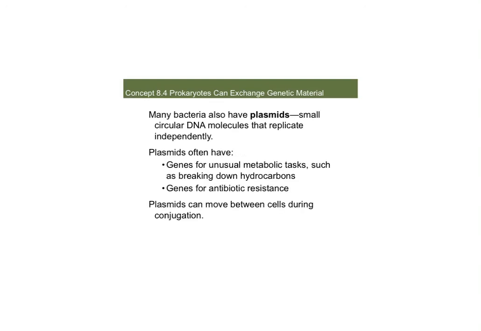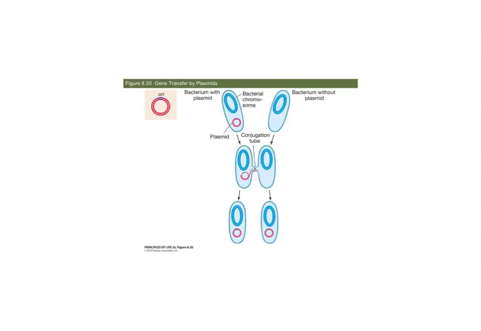A lot of bacteria also have things called plasmids. These are small circular DNA molecules that replicate independently from their main genome. Okay, these plasmids often have genes for unusual metabolic tasks, such as breaking down hydrocarbons, or genes for antibiotic resistance. These plasmids can move between cells during conjugation. Here's a little example of how this can occur.